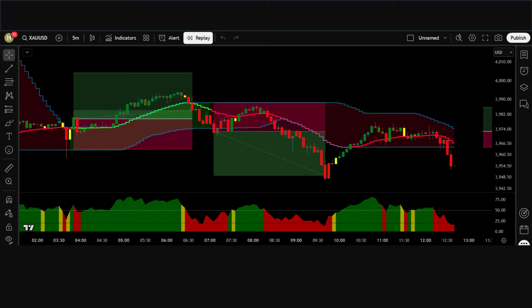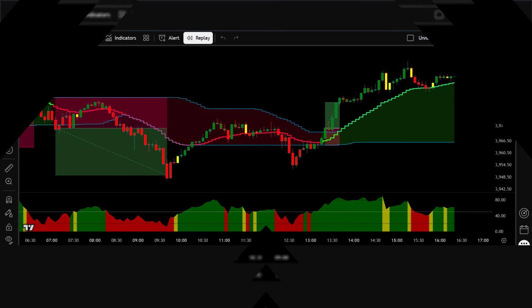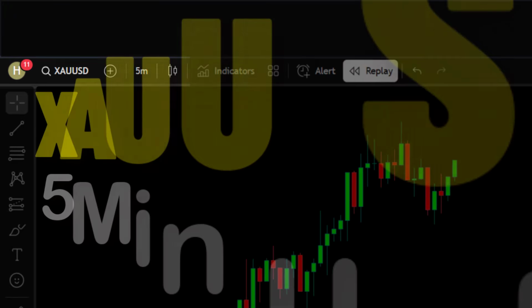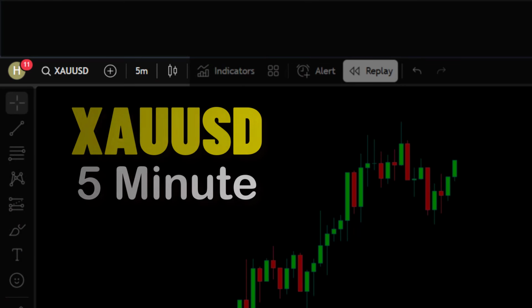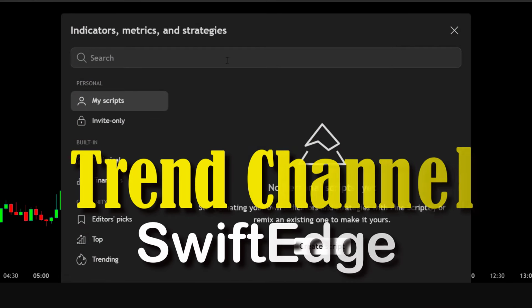We will try not to make the video too long. So let's get started. Setting up the indicators. Open your chart, we're using gold 5 min time frame. Go to Indicators. Search Trend Channel Swift Edge.